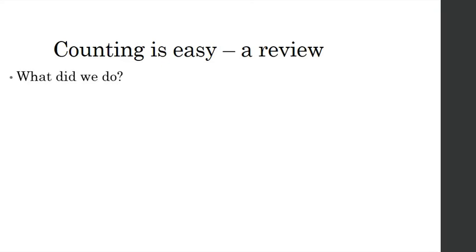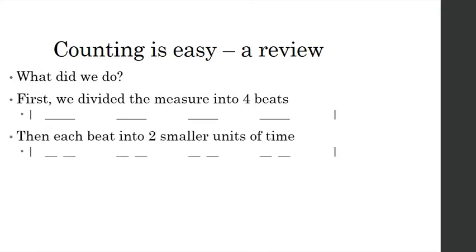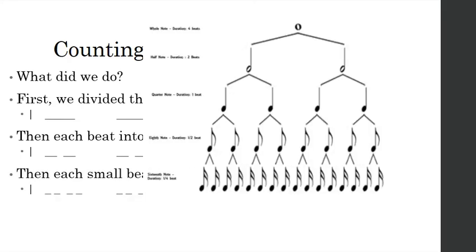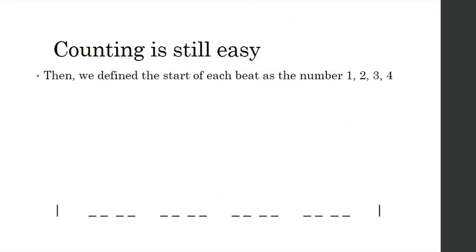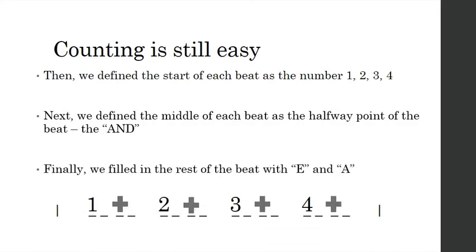So, what did we do? First, we divided the measure into 4 beats because that's what our time signature said to do. Next, we took those beats and we divided them into 2 smaller units of time. They are the eighth notes. And then we took the eighth notes and we divided them into 2 smaller units of time, and they are the 16th notes. Then we had to define the counting. How does the counting work? First, we put in the beats, 1, 2, 3, 4. We added the midway point between the beats. That would be the eighth notes. That's the ands. And then we did the subdivisions of those eighth notes for the e's and the a's.